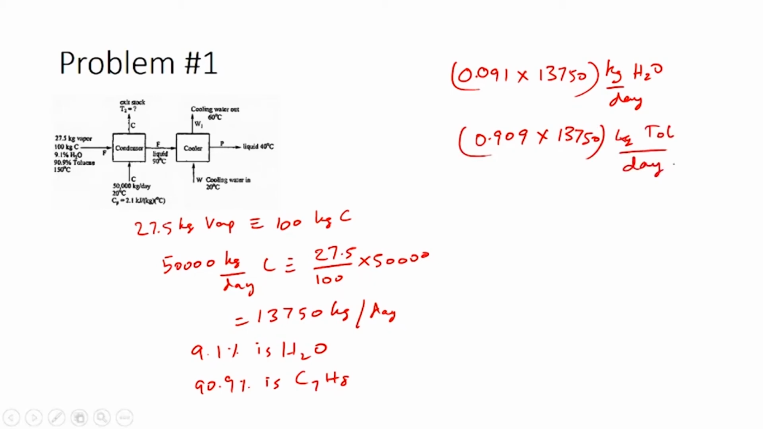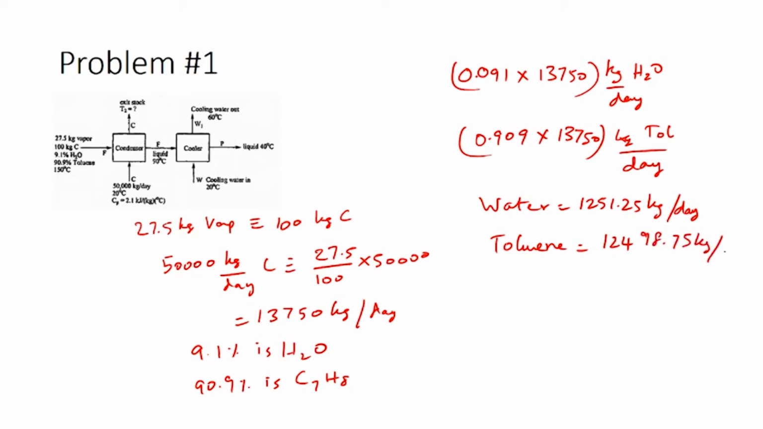So, these can be calculated as water equals 1.25 kilograms per day, and toluene is equal to 1298.75 kilograms per day. Now that we have the mass of toluene and water entering, we can start looking at the energy balance aspect.